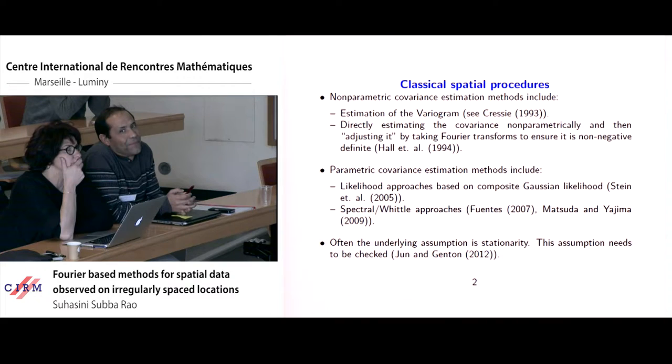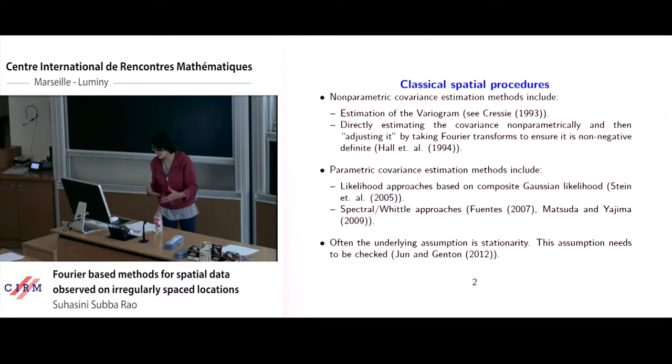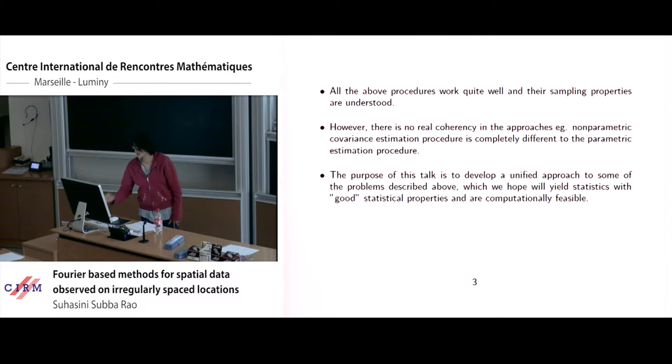Of course, what I've discussed above assumes stationarity or maybe intrinsic stationarity. This assumption also needs to be checked, and a nice method was proposed by my colleague Mikyoung Jun. So this is a quick summary of classical spatial procedures. They work very well, and their sampling properties are well understood. But there's no real coherency in the methodology. The non-parametric covariance procedure is completely different to the parametric estimation procedure.